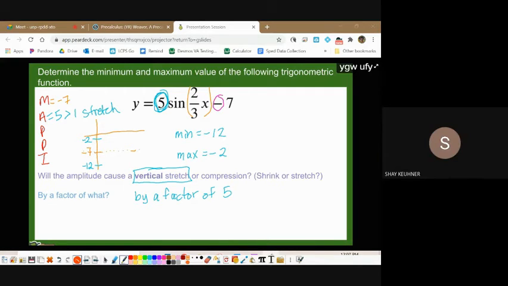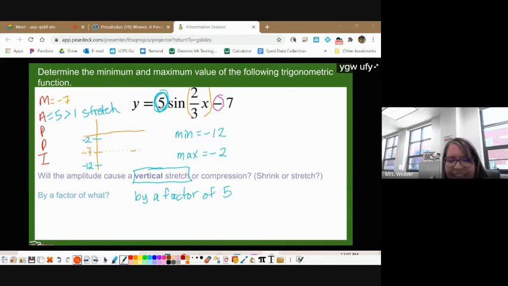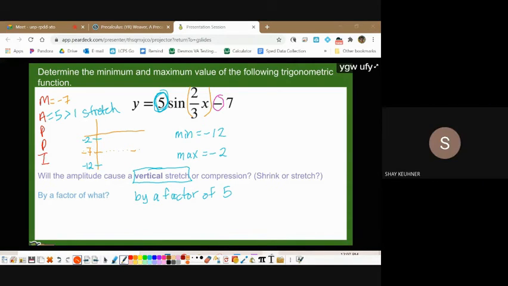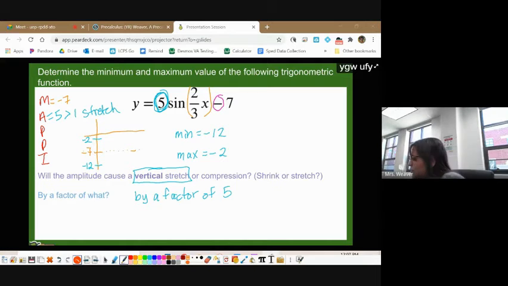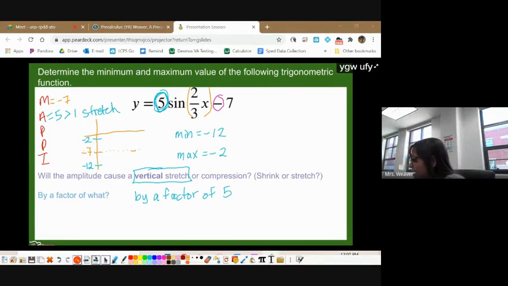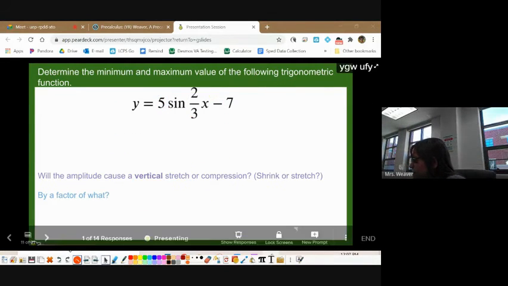There's no c value, but there's the d value in that situation. On this one, there would be no phase shift, or 0 phase shift. That's exactly right. Good job. Thank you. Those are good questions. You're putting it all together. Very nice.